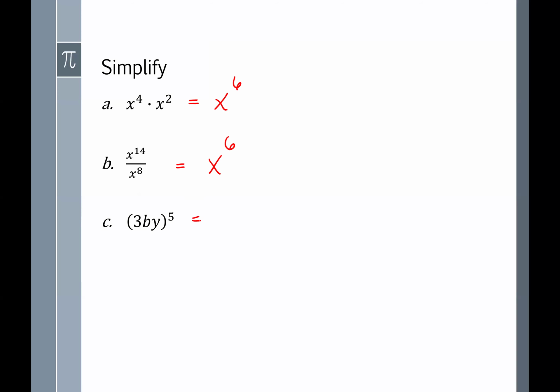Okay, how about this one? What do you do here? Okay, and what you do, kind of distributing, is you raise everything to that power. So you raise 3 to the 5th power, b to the 5th power, and y to the 5th power. What's 3 to the 5th power? 243?